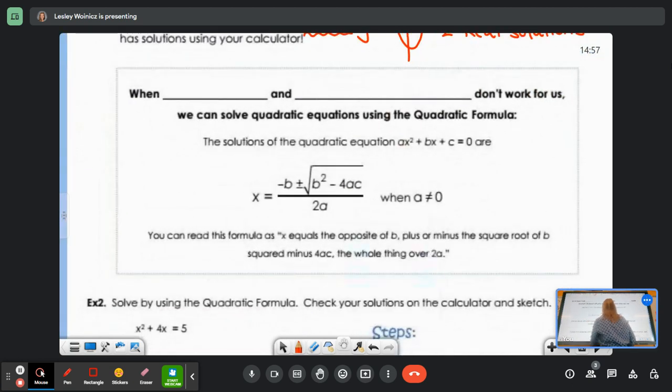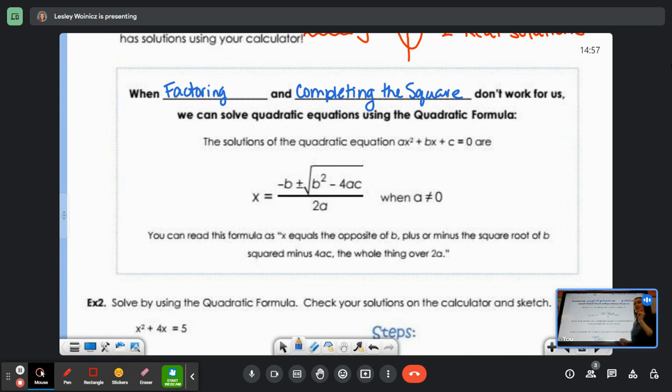Okay, so when factoring and completing the square don't work for us, we can solve quadratic equations using our quadratic formula, which looks like this. Now I know it looks a little cray-cray, but it's actually pretty easy to use.